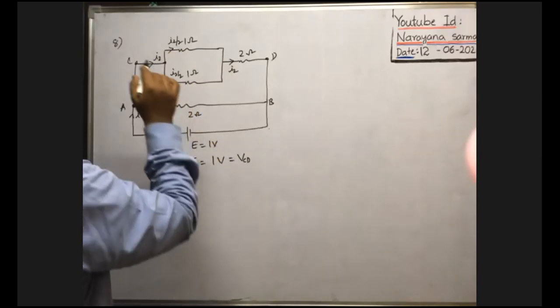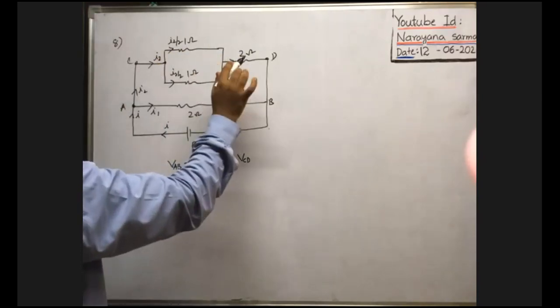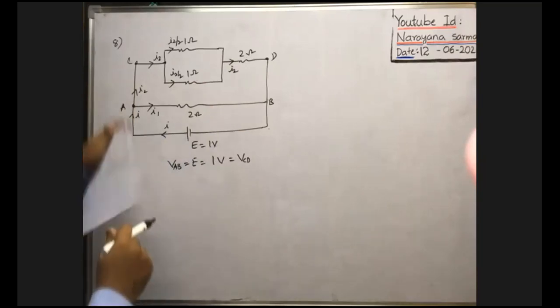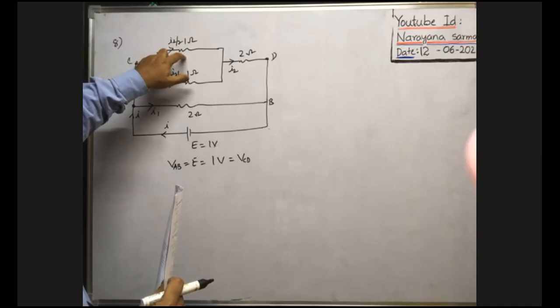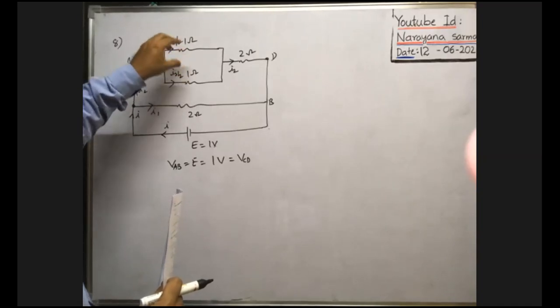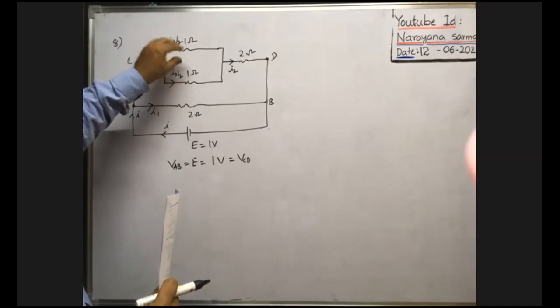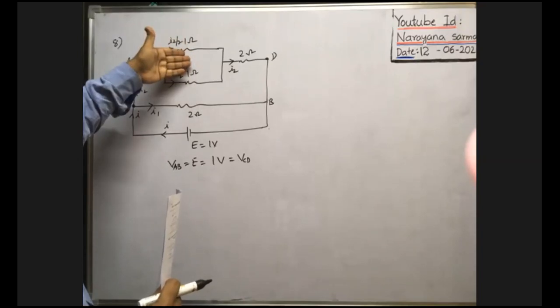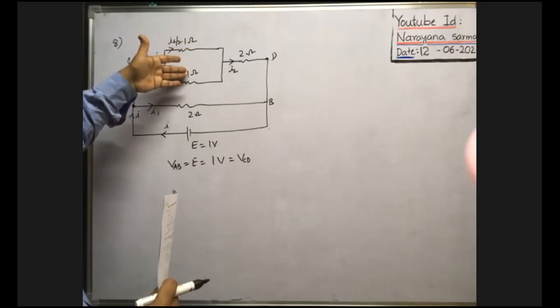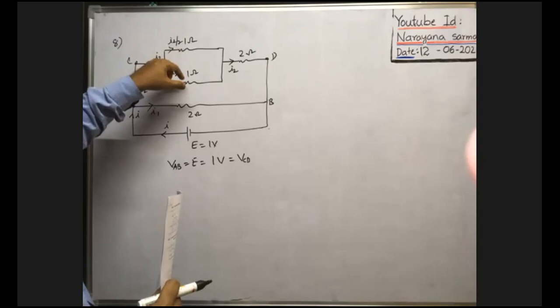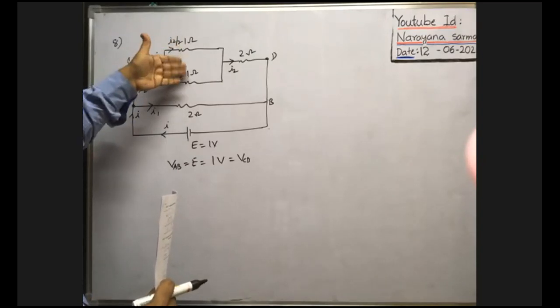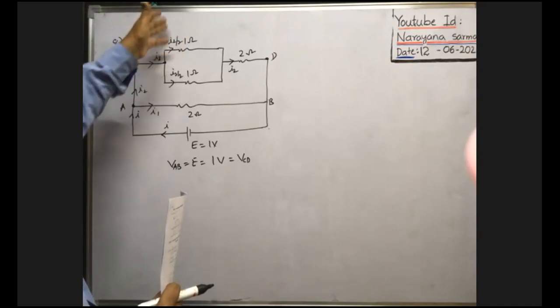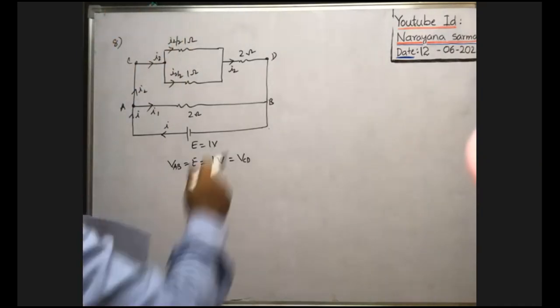Okay, now across CD, the potential difference is known. Next, across CD, the effective resistance of these two resistances is 1 by 2, no? Because two equal resistances are connected in parallel like this. What is the effective resistance? R1 R2 by R1 plus R2. As these two are equal resistances, the effective resistance when they are connected in parallel is R by 2, no? So this is R by 2, means 1 by 2. So the effective resistance here is 1 by 2. Here it is 2 ohm.